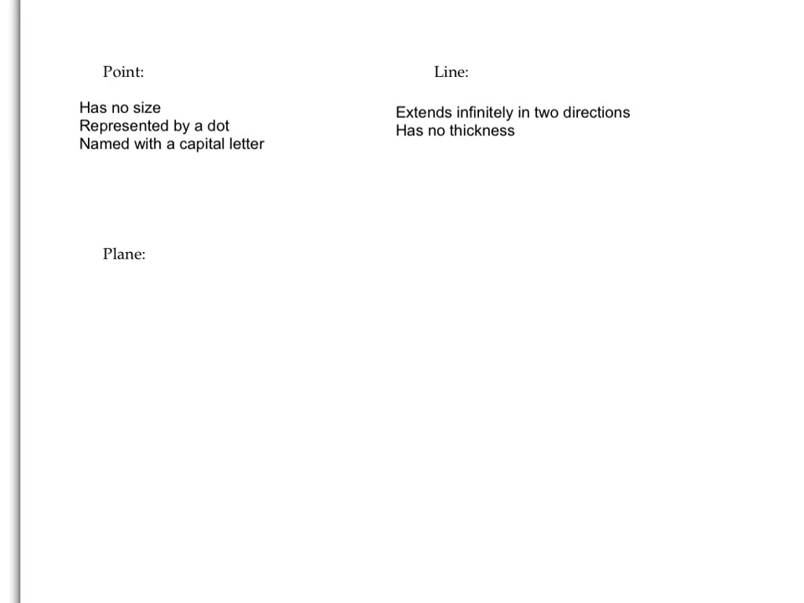A point has no size and is represented by a dot and named with a capital letter. Just like that, point A, always a capital letter. A line extends infinitely in two directions, so think of a number line. It has no thickness. There are a number of different ways in which we can name a line.